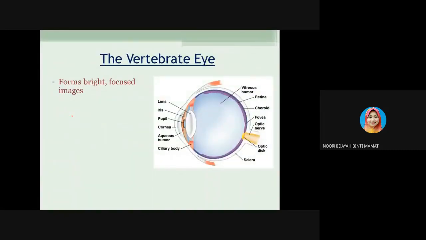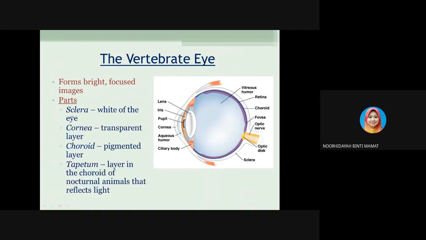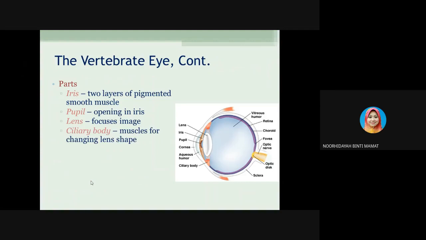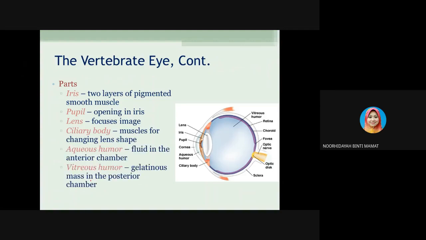Now we go to the vertebrate eyes. They form a bright and focused image. These are the parts you just need to know: we have the sclera, the cornea, the choroid, and the tapetum. The tapetum is a layer of the choroid in nocturnal animals that reflects light in the eyes. We also have the iris, pupil, lens, ciliary body, aqueous humor and vitreous humor. These are all the parts of the vertebrate eye.